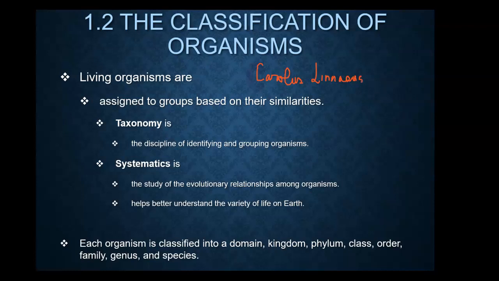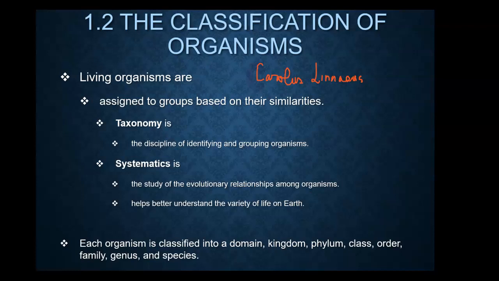Carolus Linnaeus, we know that he was responsible for this original naming and classifying system called taxonomy. Systematics, we know, is the study of the evolutionary relationship among organisms, and it helps us better understand the variety of life on Earth. So taxonomy, again, is the idea that we identify, name, and classify. Systematics is the study of those relationships among the organisms.